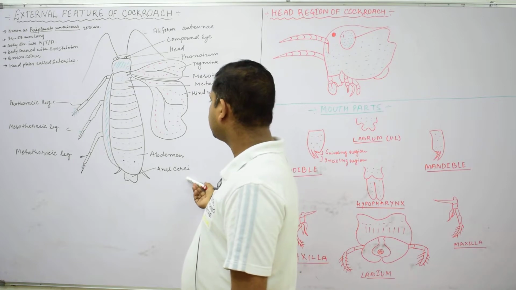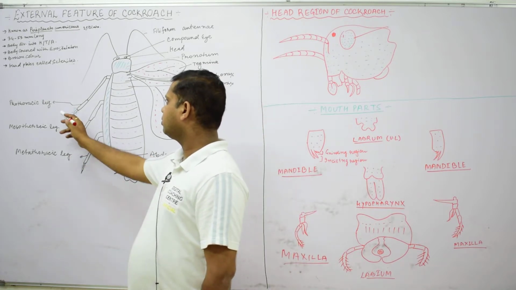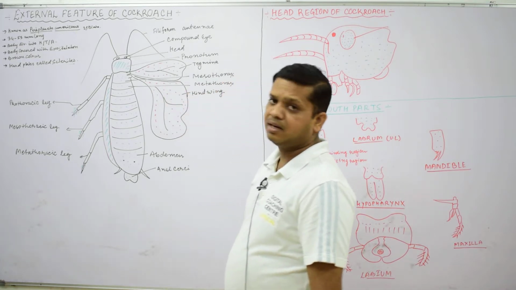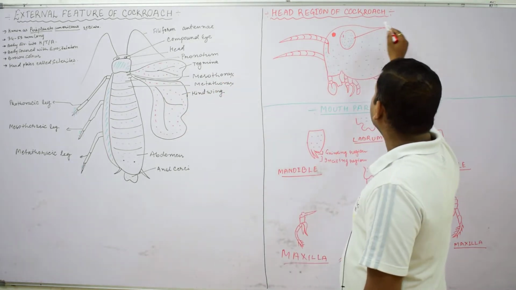Abdomen region, anal cerci, and the legs, which are prothoracic leg, mesothoracic leg and metathoracic leg. So, now we will understand the head region of cockroach.